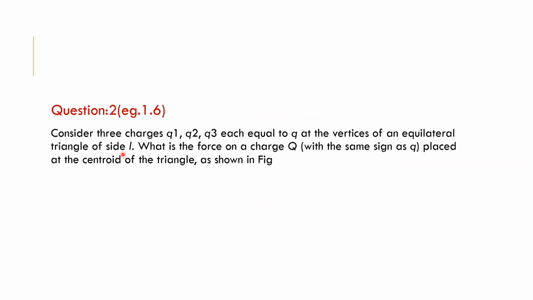Now let us move on to the second question, that is example 1.6 of your course book. Consider three charges q1, q2, q3 each equal to q. So the magnitude of all three charges q is given, at the vertices of an equilateral triangle of side L. What is the force on charge capital Q with the same sign as small q placed at the centroid of the triangle as shown in the figure?